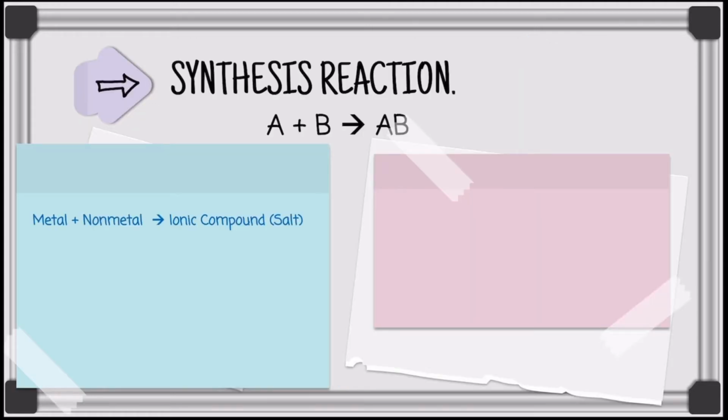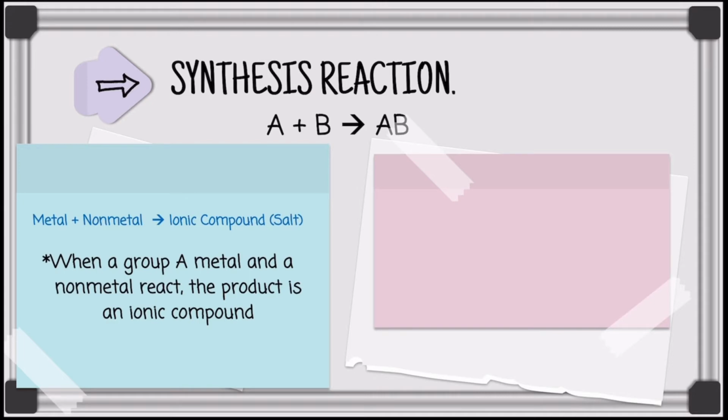One example of a synthesis reaction involves combining a metal with a nonmetal. When that occurs, we end up with an ionic compound, also known as a salt. When a group A metal and a nonmetal react, the product is an ionic compound.